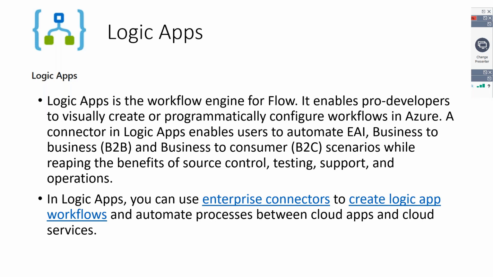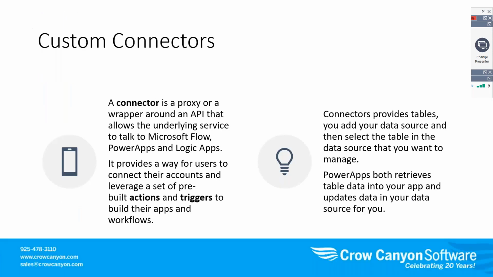B2B or B2C. In Logic Apps, we use enterprise connectors to create Logic App workflows between cloud and cloud services. I didn't put anything about the gateways in here, but with a lot of these pro tools, if you have the premium, you can actually purchase the gateway. The gateway is infrastructure to be able to integrate with the on-prem stuff. Then the custom connectors. We talk about there being hundreds of connectors. A connector is a proxy that has a wrapper around an API that allows it to talk to Flow, PowerApps, and Logic Apps. It provides a way for users to connect their account for pre-built actions and triggers, which goes back to what is Flow. It's all about conditions and actions.